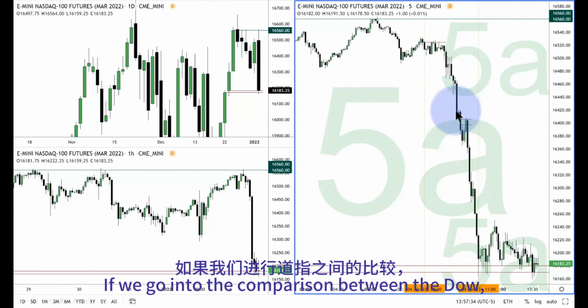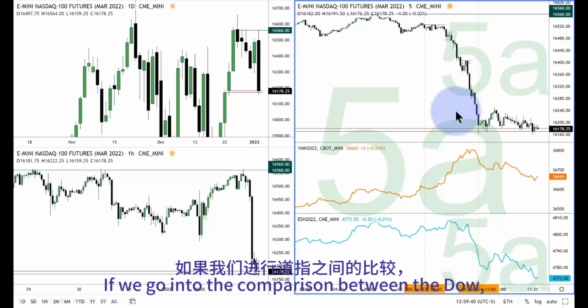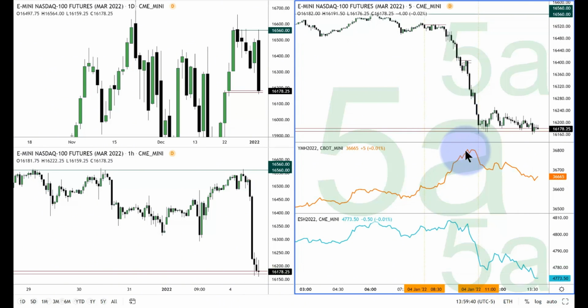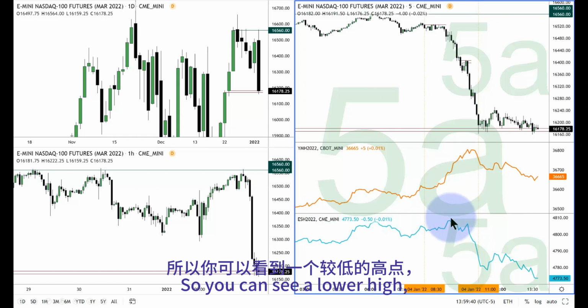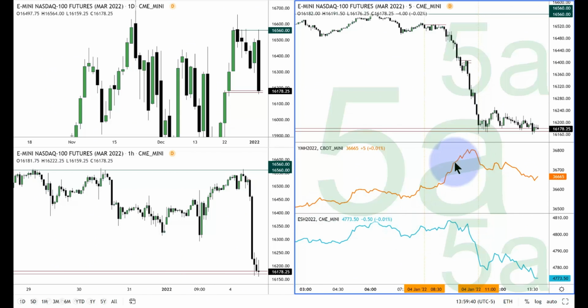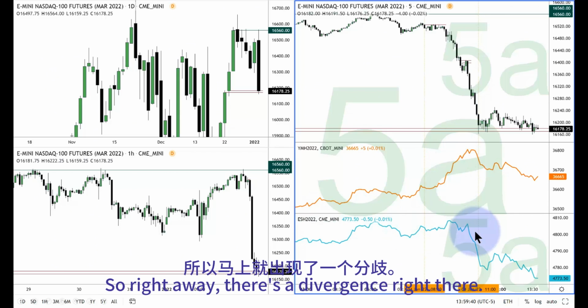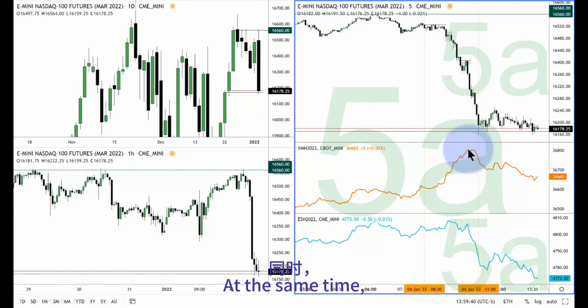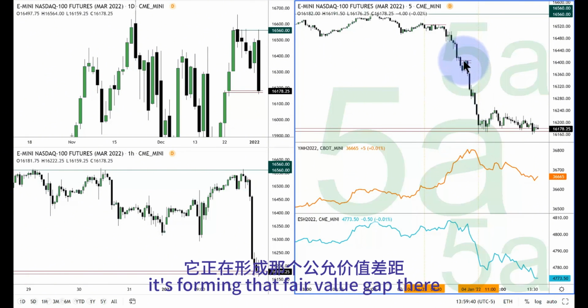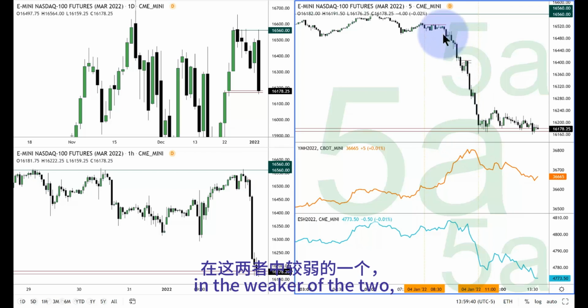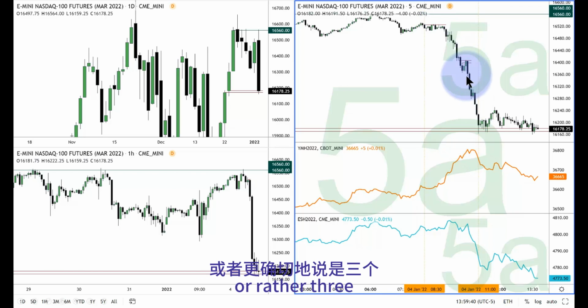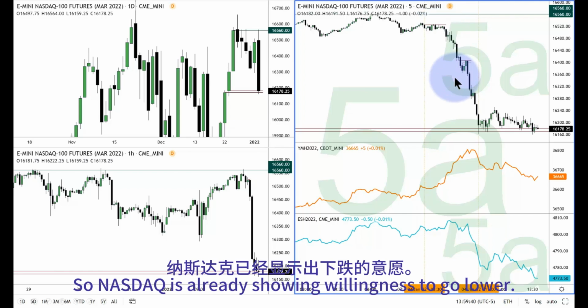But how do you confirm that? If we go into the comparison between the Dow, which is what we're showing you here, this is plotting the high, and this is the S&P. Okay, so you can see a lower high, higher high. So right away, there's a divergence right there. At the same time, it's forming that fair value gap there in the weaker of the two, or rather three, averages.